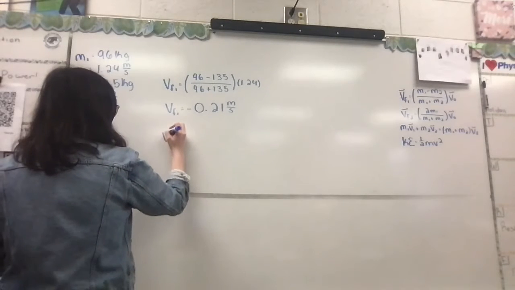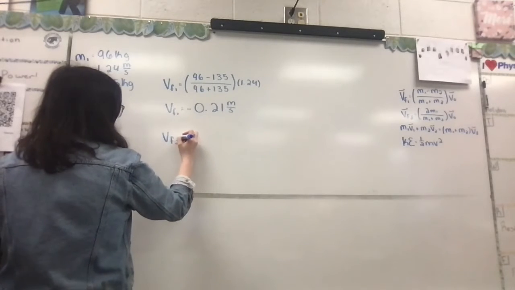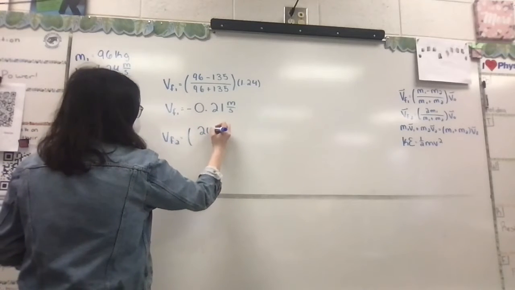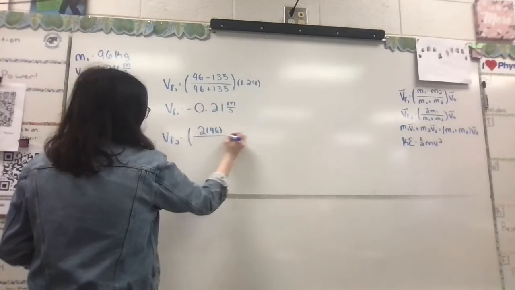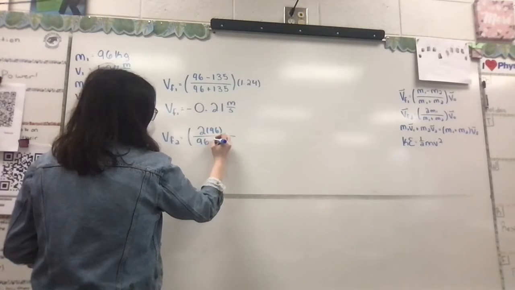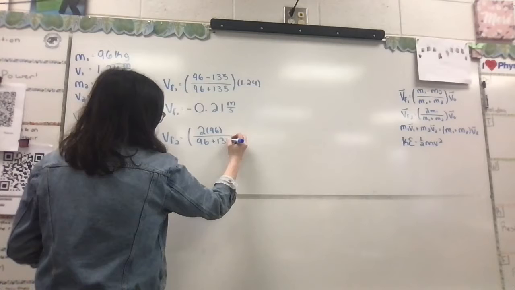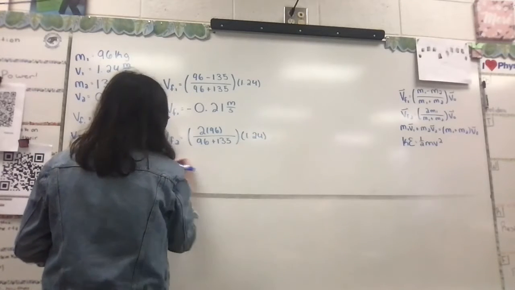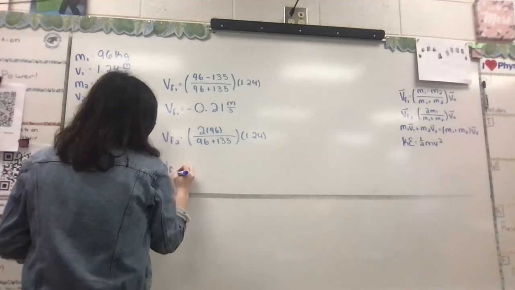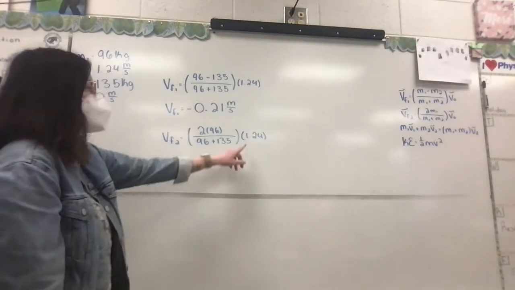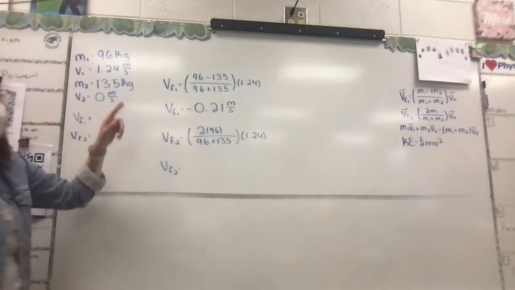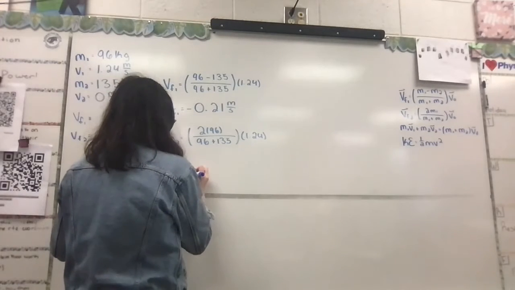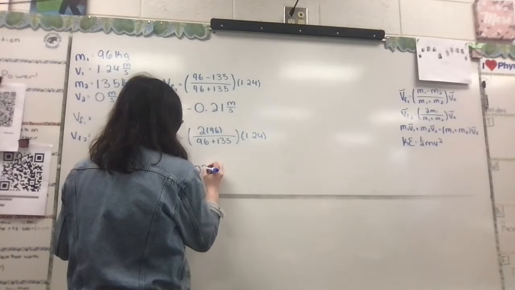No? Okay, well now I need to find the velocity of the second one. So that's going to be 2 times 96 over 96 plus 135. And once again, we're multiplying by the 1.24. Wait, why are we doing that? Because no matter what, we're always going to multiply by the one that is not 0. 1.03. What are the units?